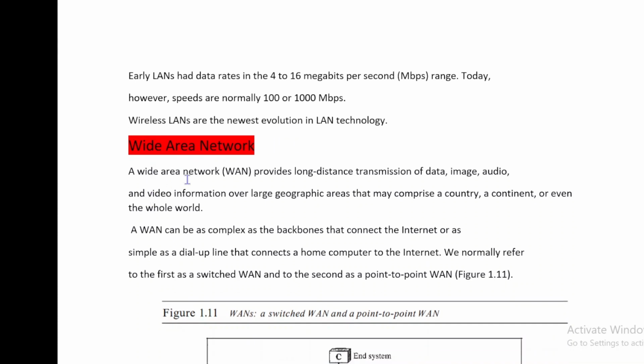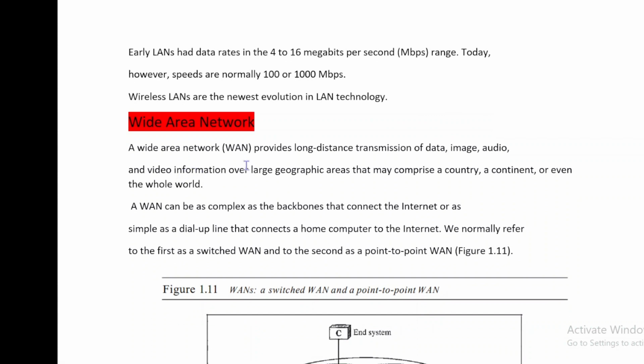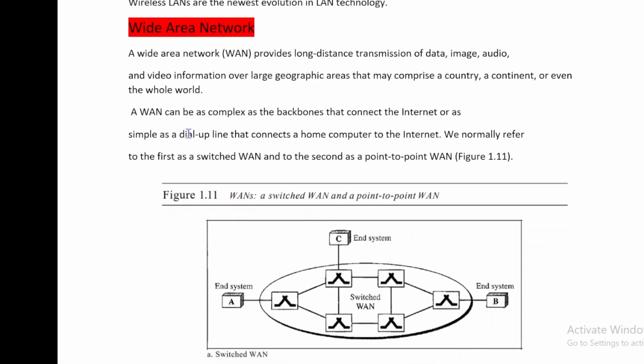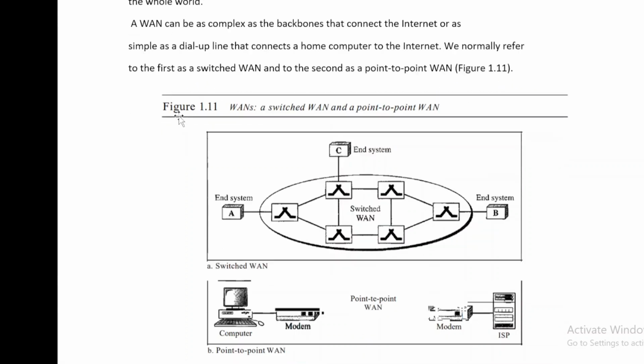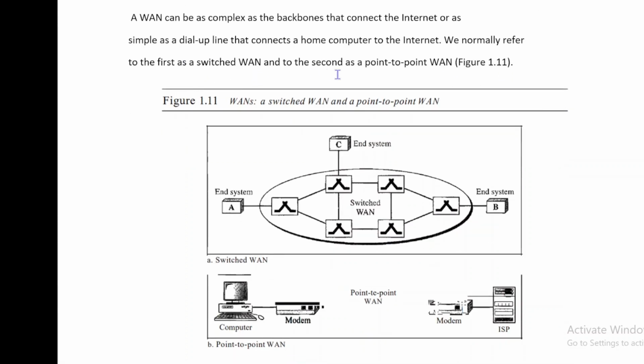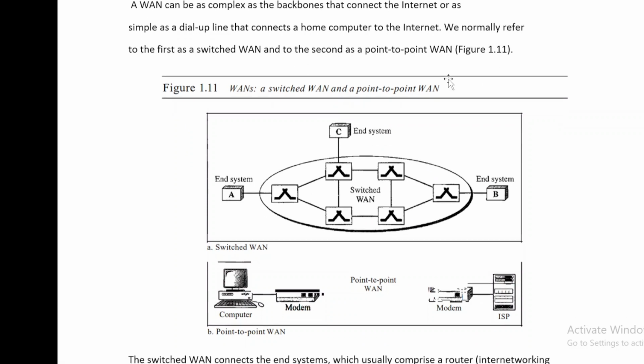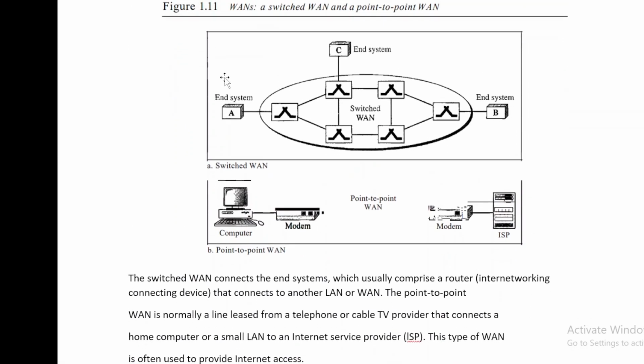Wide area network. A wide area network, WAN, provides long-distance transmission of data, image, audio, and video information over large geographic areas that may comprise a country, a continent, or even the whole world. A WAN can be as complex as the backbones that connect the Internet, or as simple as a dial-up line that connects a home computer to the Internet. We normally refer to the first as a switched WAN and to the second as a point-to-point WAN, Figure 1.11.